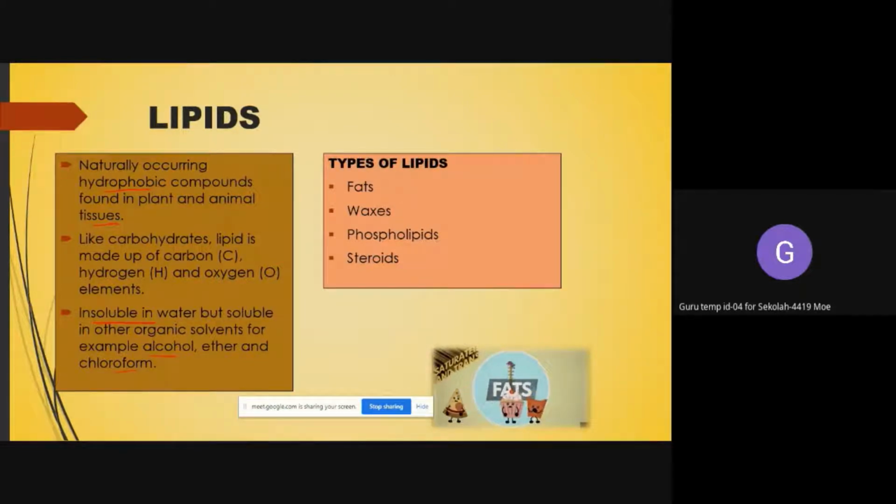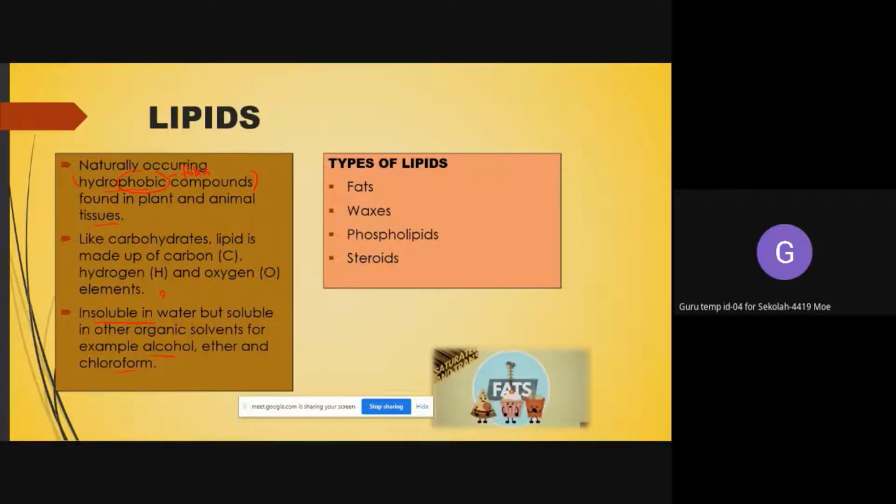So, why lipid is insoluble in water? It is because lipid is hydrophobic compound. Hydrophobic compound, kami ingat hydrophobic. Phobic means dia macam fobia lah. Ingat macam tu, dia fobia dengan air. So kalau dia fobia dengan air, dia tak boleh larut dengan air. Dia tak boleh larut dalam air. Macam tu. Ingat macam tu, okay.